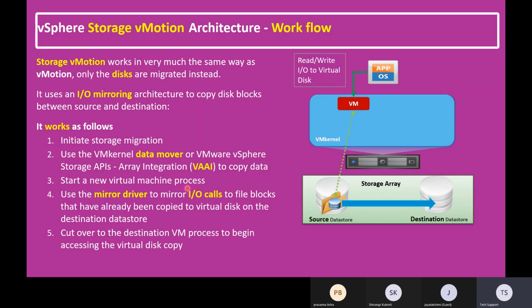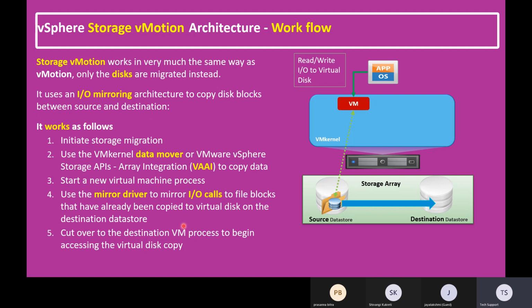Same as our previous scenario of how the virtual machine migrates from source to destination, try to understand the SvMotion architecture workflow the same way. SvMotion works much the same as vMotion, but the only difference is that only the disks are migrated. Instead of host migration, the host is still the same, only one host, but the disks are moved from one datastore to another datastore. During the migration, it uses an I/O mirroring architecture. I/O mirroring means input output architecture to copy disk blocks between the source datastore and destination datastore.